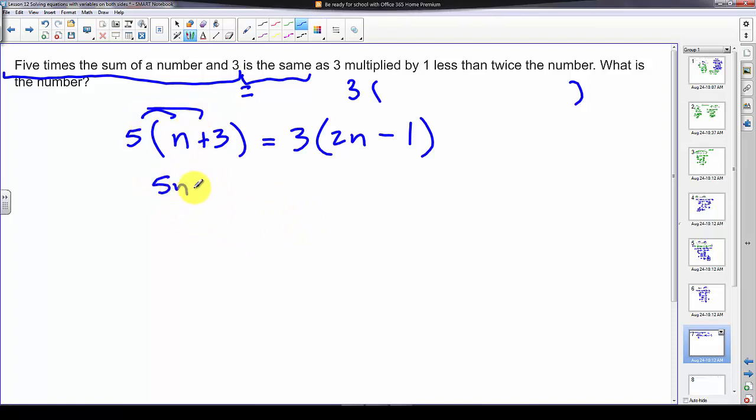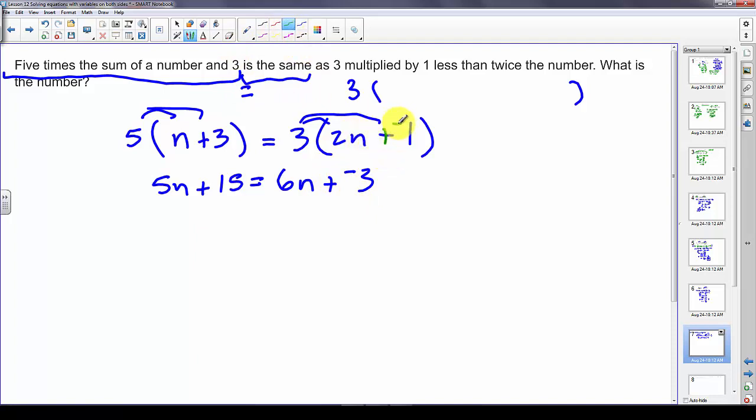We can take and distribute now. 5 times n is 5n, plus 5 times 3 is 15. 3 times 2n is 6n, and 3 times -1 is -3. And remember, if you don't see the -1 there, you add the opposite. So now I want to keep my n term positive. I'm going to bring this 5n to the other side by adding a negative 5n, leaving me with 15 on the left.